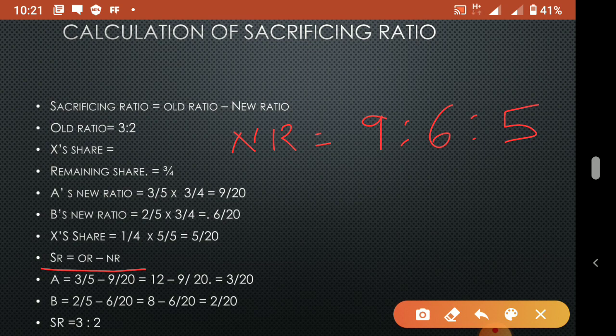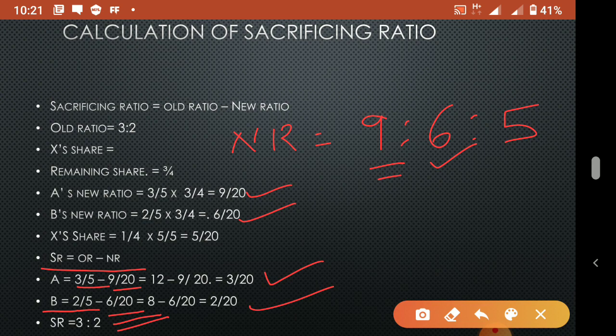So A's sacrifice is equal to 3/5, the old ratio, minus the new ratio 9/20. You take the LCM and do the calculation, and you will get 3/20. B also, the same way: old ratio 2/5 minus 6/20. So it will be 8 minus 6 over 20, as 20 is the LCM. So 2/20. Okay, so our sacrificing ratio we got is 3:2.